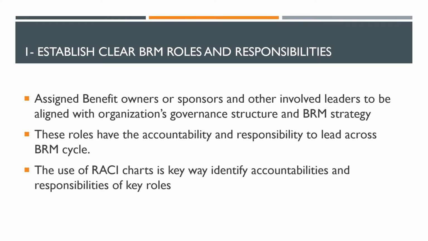So you need to define a clear set of roles and responsibilities for benefits realization management. You need to assign benefit owners and sponsors and other involved leaders, aligned with the organization's governance structure and BRM strategy. The sponsors, BRM beneficiaries and top leadership should be aligned with the governance structure and BRM strategy. These leaders should have accountability and responsibility to lead across the BRM cycle. The BRM cycle includes conception, execution, and sustaining.